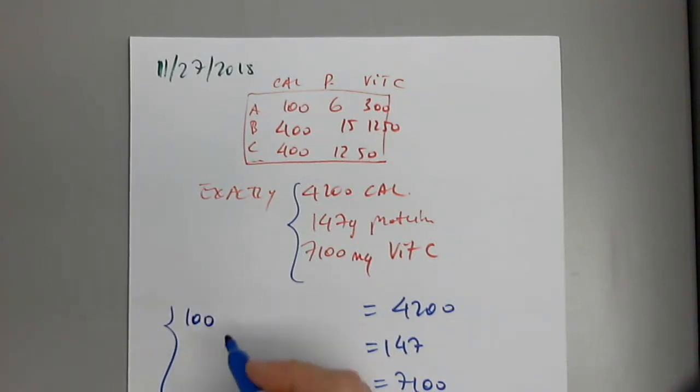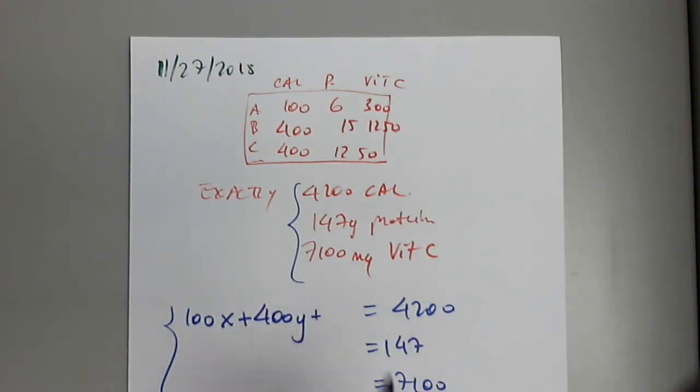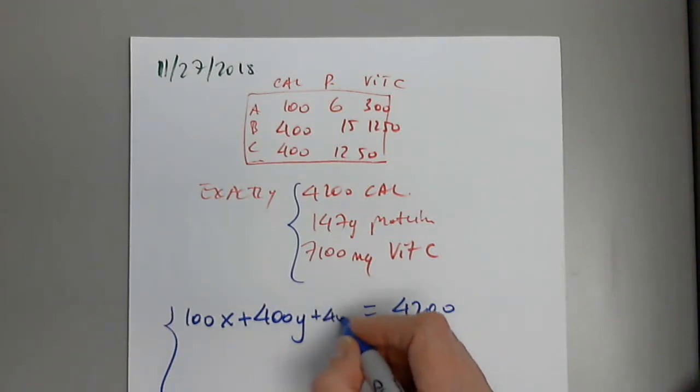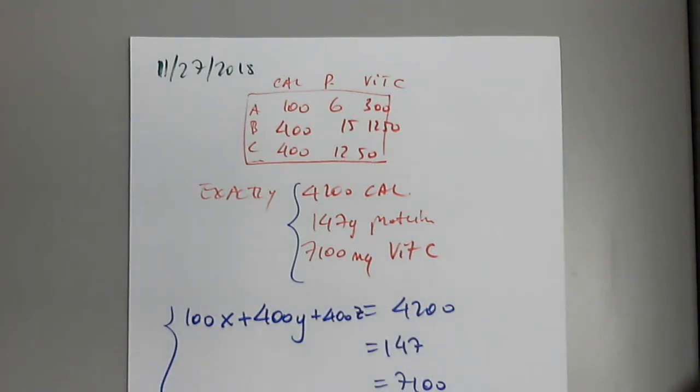100, very good, plus 400, very good, plus 400z. Do we understand what happens here? So 100 calories times the number of ounces of food A, plus 400 calories times the number of ounces coming from food B, because we want to combine them, we want to get from all, plus 400 calories coming from food C times the number of ounces from food C. We get 4,200. Very good. Okay, next one.